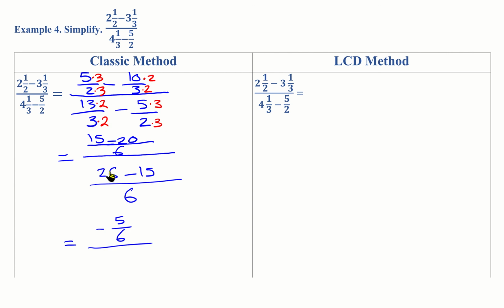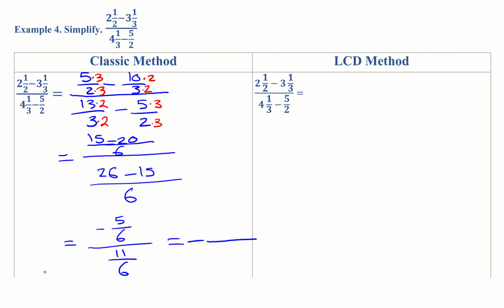Over 26 minus 15, that should be 11, right? 11 over 6. Now we notice that we have one fraction over one fraction. We can use our outer over inner trick. So first of all, we'll deal with the sign. We have negative divided by positive, so the result is going to be negative. Now we don't need to worry about the sign anymore.